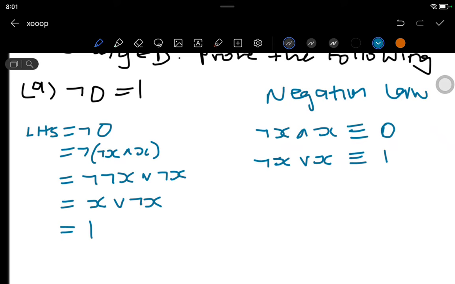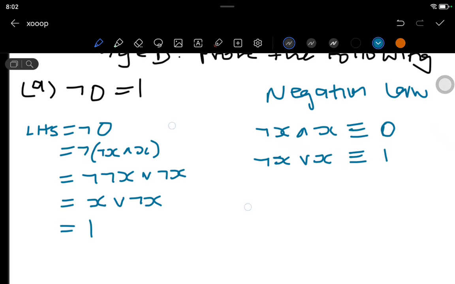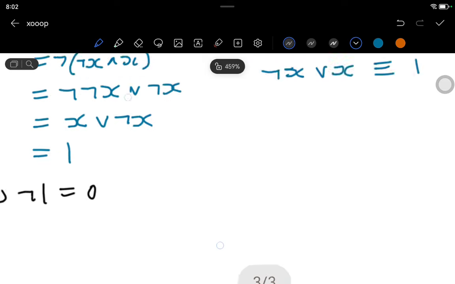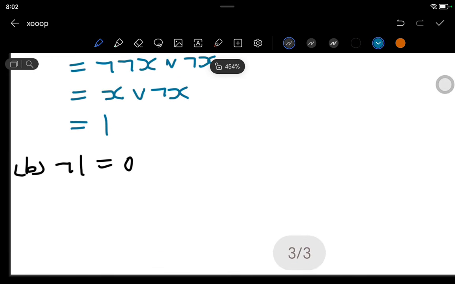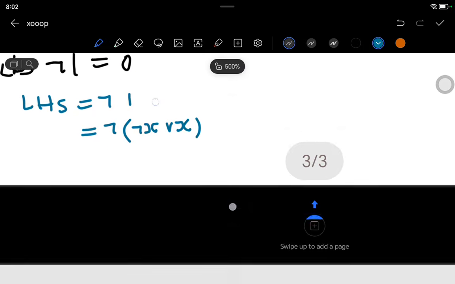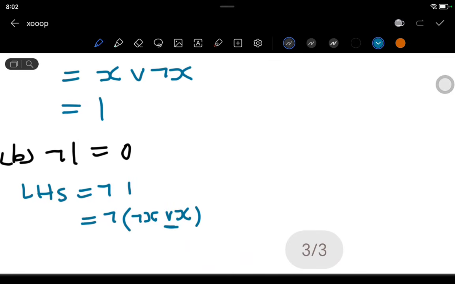So this is not the only question they can ask you. They can also ask you to prove that the negation of 1 is 0. So how do we prove that? Let's check. How do we show that the negation of 1 is equal to 0? We're just going to take the left-hand side. And we know that 1 is the same thing as the negation of X or X. So if it's 1, you use or. If it's 0, use and.